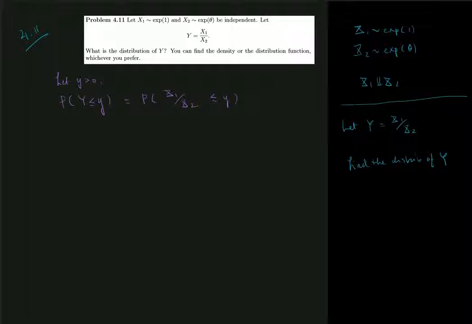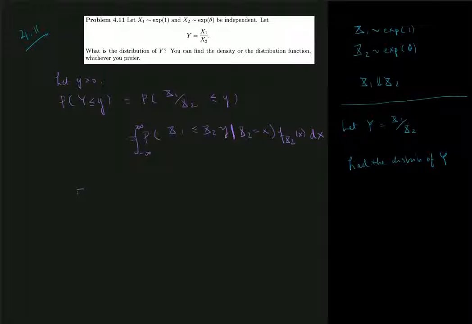And that is equal to the probability that x1 is smaller than or equal to x2 multiplied by y for all the different values that x2 can take. And how do we express that when x2 is a continuous random variable? Well, we do that by saying, given that x2 is equal to some value x, and then we multiply by the density of x2. And we take that and integrate from minus infinity to infinity.